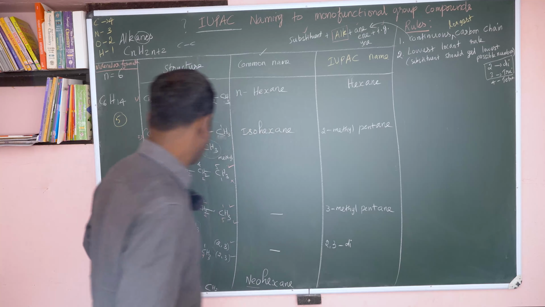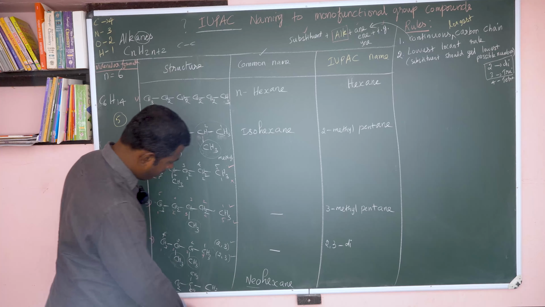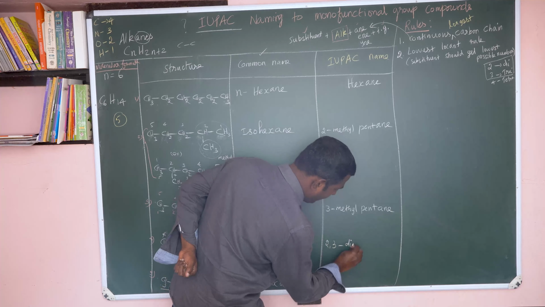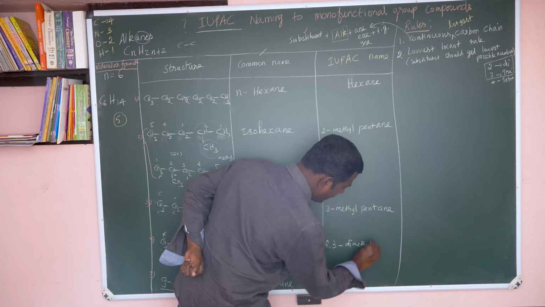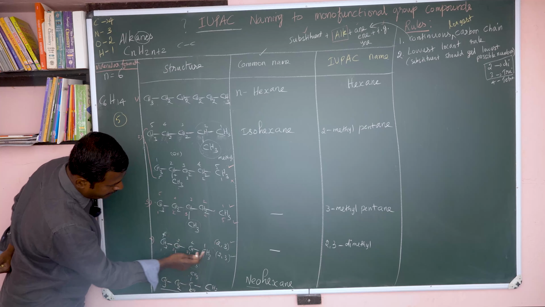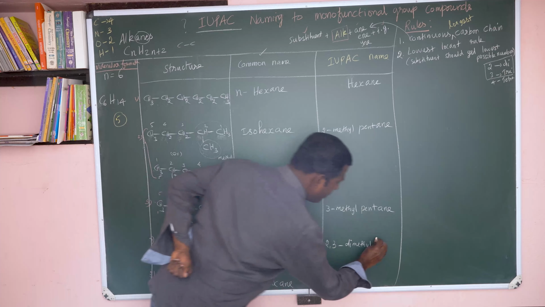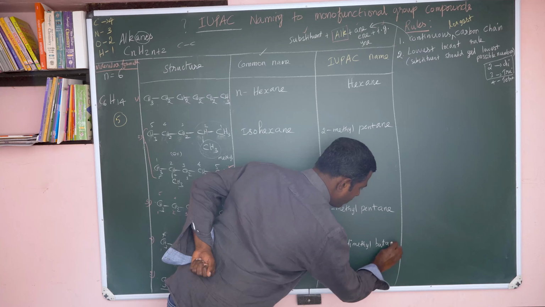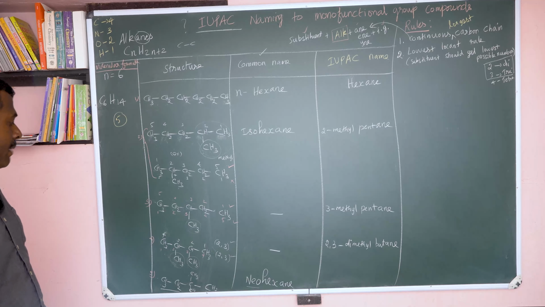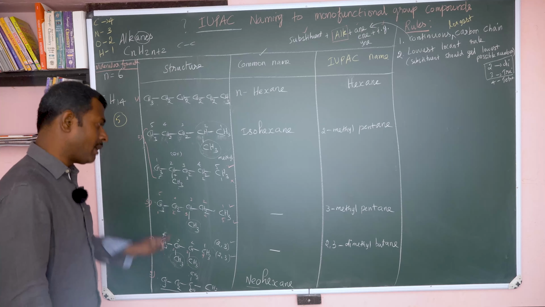So for this compound there are 2 methyl groups at position 2 as well as 3. So 2, 3 both are same only. So di, methyl: 2,3-dimethyl. The remaining 4 carbons, the root word is but, single bond, so ane. So 2,3-dimethylbutane. This is the IUPAC name of the fourth compound.